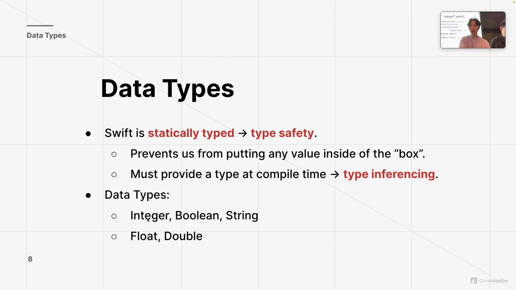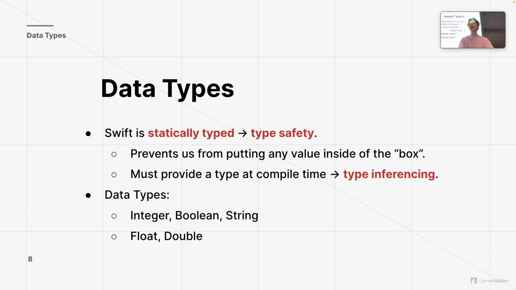And the other data types: there's an integer, a Boolean, a string, a float, and a double. Those are the common data types that you will be using. Are there any questions? Yes. Is it still common practice to initialize it with a data type even though it has type inferencing?